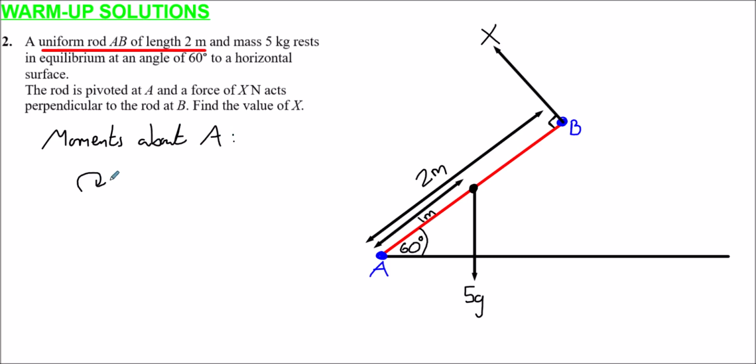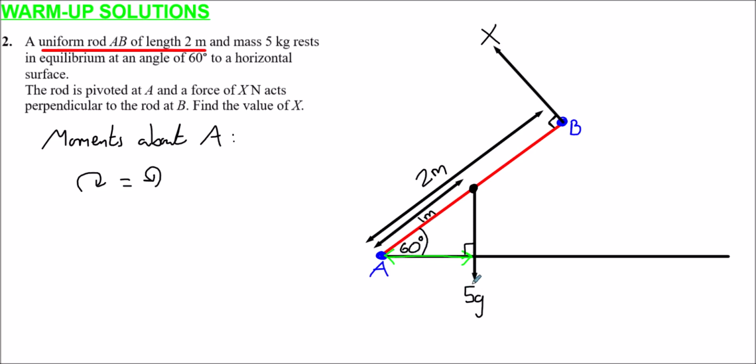The clockwise moments will equal the sum of the anti-clockwise moments. Acting clockwise is going to be the turning force, the moment, due to this weight. So remember, the moment is force multiplied by the perpendicular distance of the line of action of the force from the pivot point. So for this weight of 5g, I need to find out this distance here from A to the line of action of that force, which makes a right angle with the line of action like so. I need to find the length of that green line, essentially.